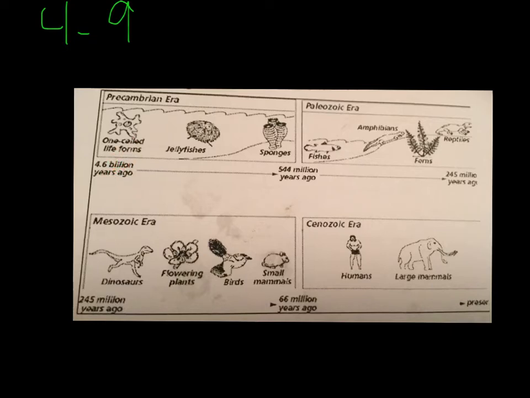Question number 5 asks, how many cells did the first organisms have? You can see right here in the graphic that it is one-celled, so they are unicellular. In addition, the first forms of life, although in this picture you see that they have a nucleus, we're talking before that. The very first forms of life actually did not have a nucleus, so those were known as prokaryotes.